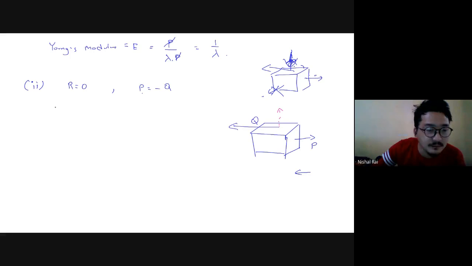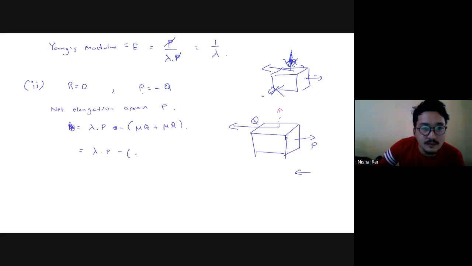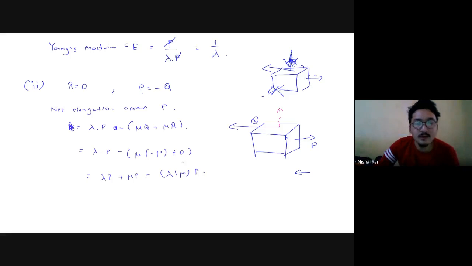Then the net elongation across P will be how much? You still have lambda times p, plus, actually it was minus mu q plus mu r. So the net elongation, or basically you can write this as strain itself. Lambda p, r is 0, mu is negative p, and this is 0. So you are left with lambda p plus mu p. P you can take out common, lambda plus mu times p. This is the net elongation.